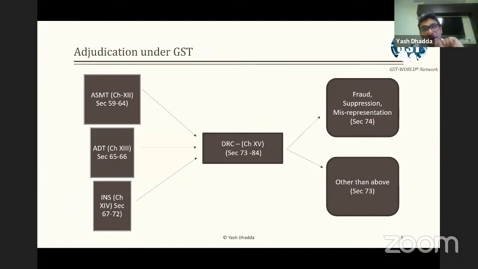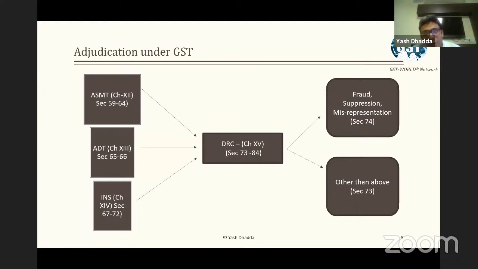And that is why it becomes very important for us to understand that before looking at the show cause notice, we should also know which route the officer has taken, from which route he is coming to the issuance of a show cause notice. Is he coming through the route of assessment that is given under section 59 to section 64, that is chapter 12? Or is he coming through the route of audit, that is chapter 13, section 65 and 66? Or is he coming through the route of investigation or inspection, that is from section 67 to 72, that is search and seizures and all those things?